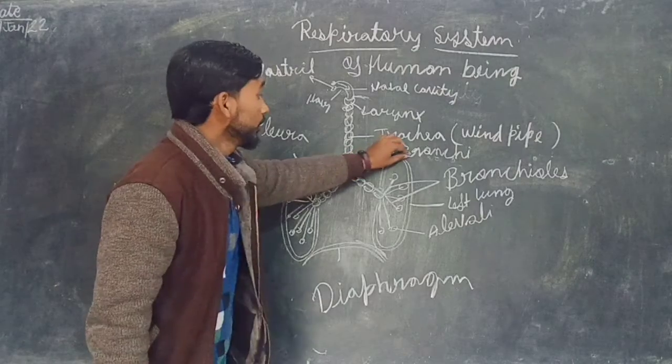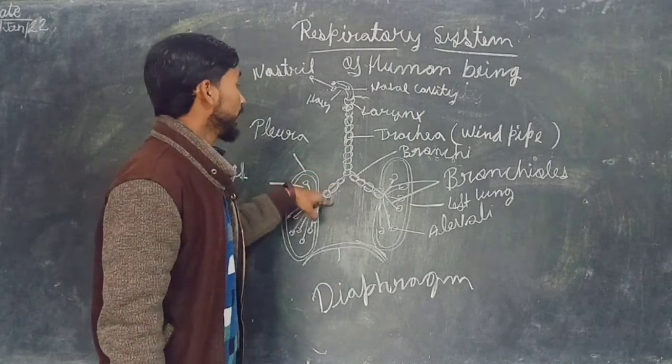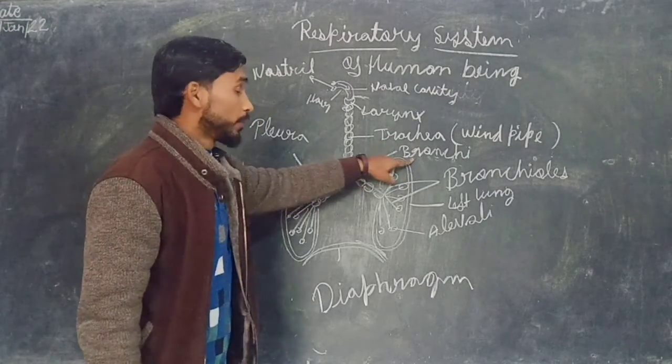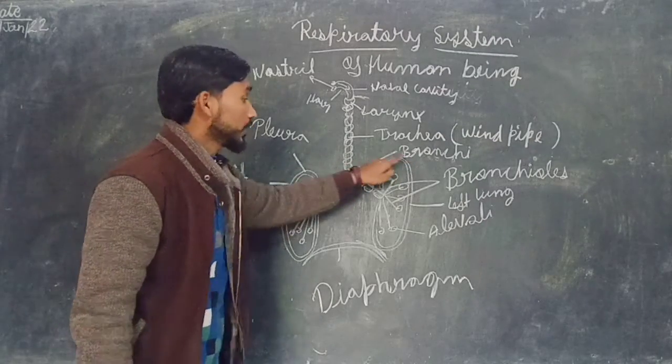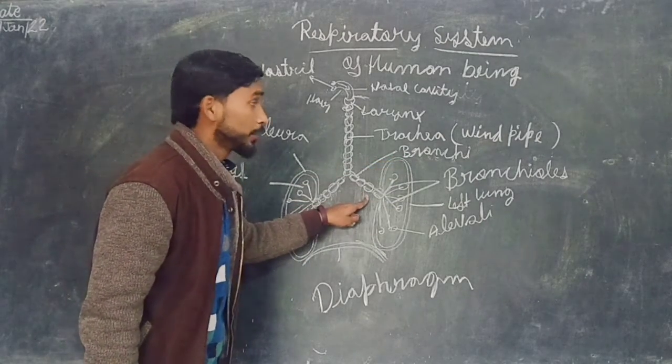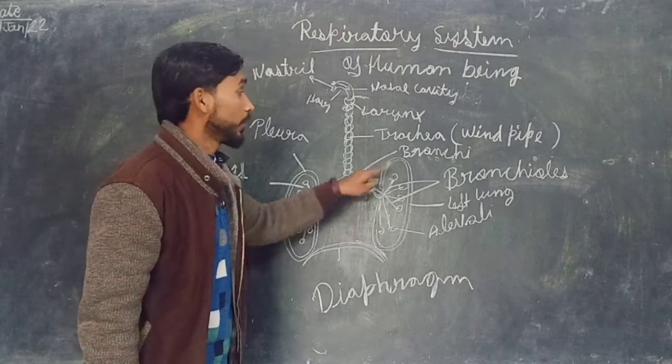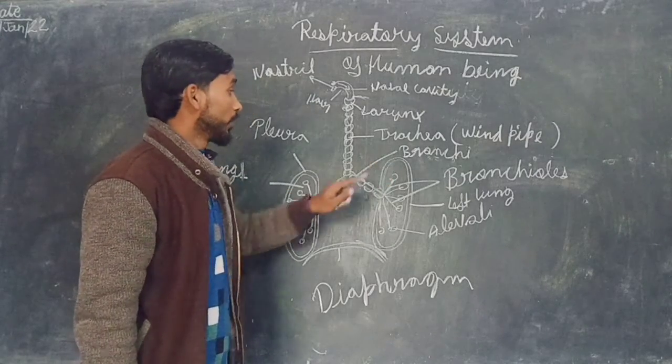The trachea is further divided into two parts. These two parts are called bronchi. Only one part is called a bronchus. Singular is called bronchus and plural is called bronchi.